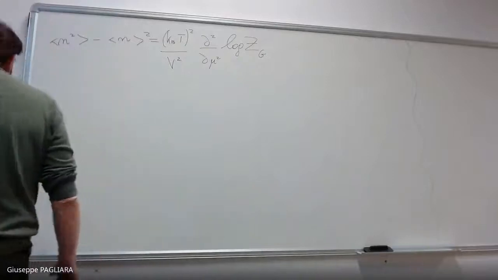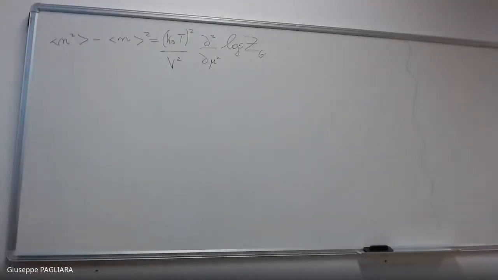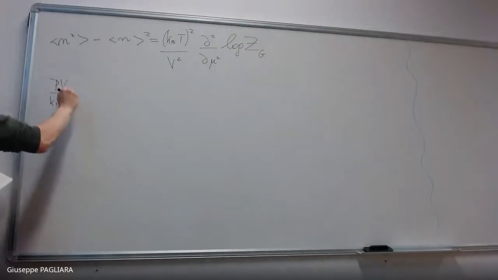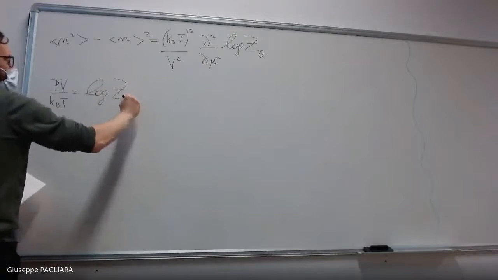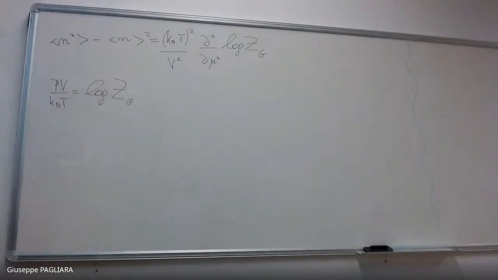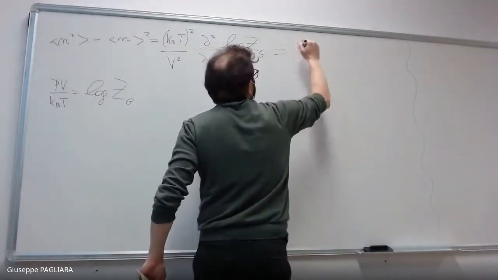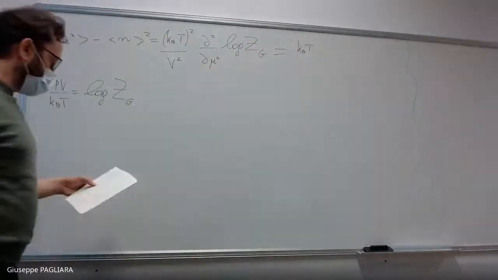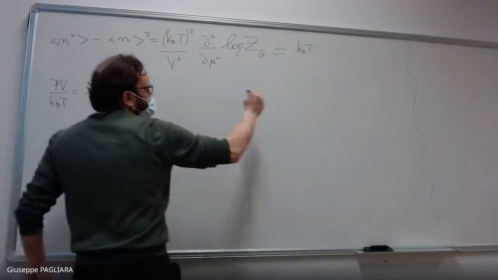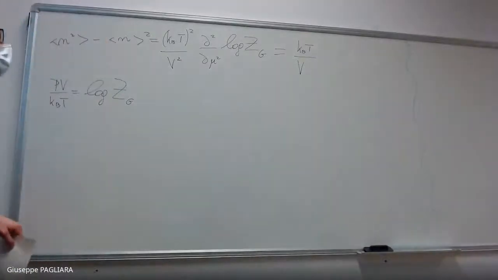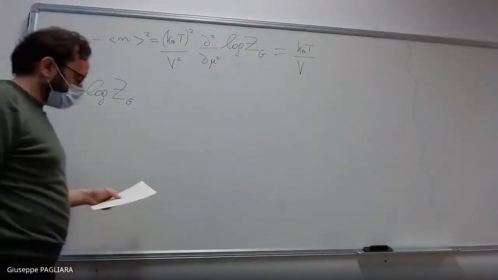Now, let me use the fact that we have shown that PV divided by kBT is equal to the logarithm of the grand canonical partition function. And therefore, by using this equation of state relation, the volume can be simplified, the temperature can be simplified, and then I have a kBT, not squared in this case, a volume that drops, so kBT divided by the volume, and a second derivative with respect to mu of the pressure. Okay.